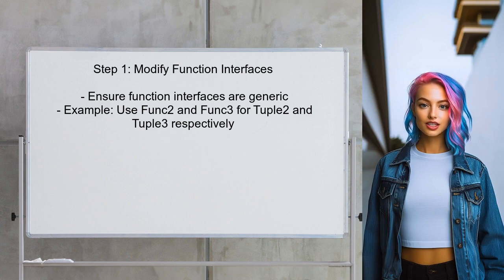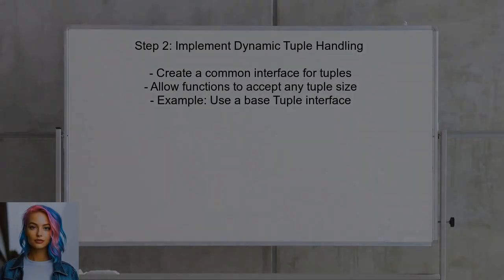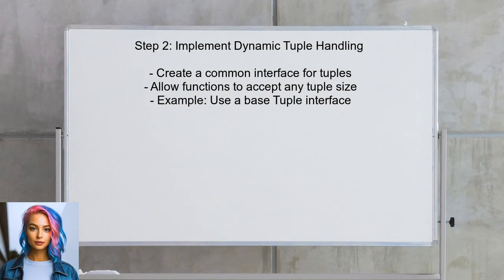The user should ensure that the function interfaces for tuple unpacking are generic enough to handle multiple tuple types without requiring explicit casting. Next, the user should implement a method that can handle different tuple sizes dynamically. This can be achieved by creating a common interface that all tuple classes implement, allowing for more flexible function definitions.